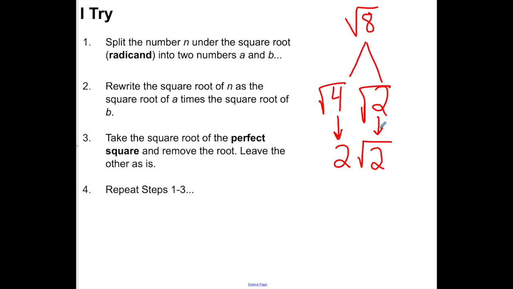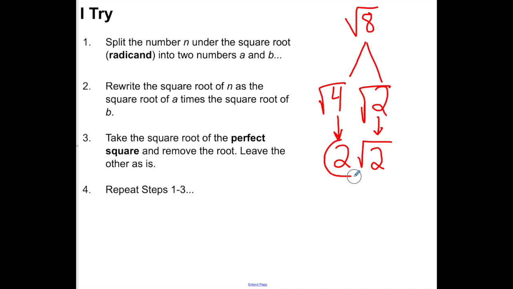And I see if I can repeat steps 1 through 3 using what remains under the root. In this case, there's no perfect square except for 1, and we know that 1 is not going to change what that root looks like. So we are actually done at this point.